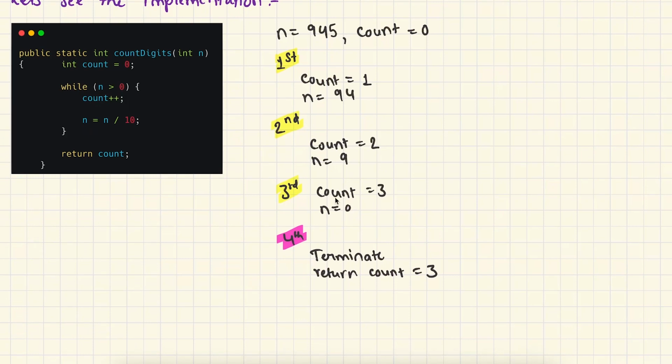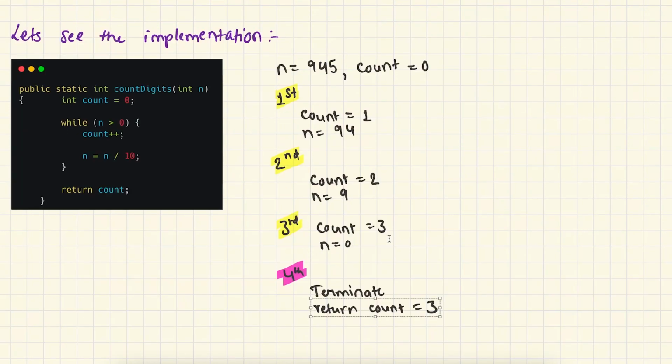In the fourth iteration, n is 0. 0 greater than 0 becomes false and this loop stops here, and this function returns the value of count as 3. So this is how we simply used simple math to solve this problem.